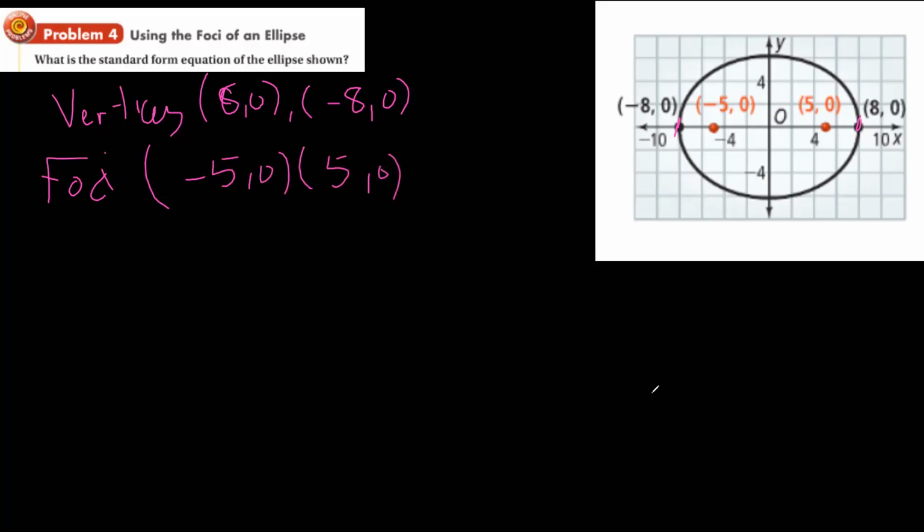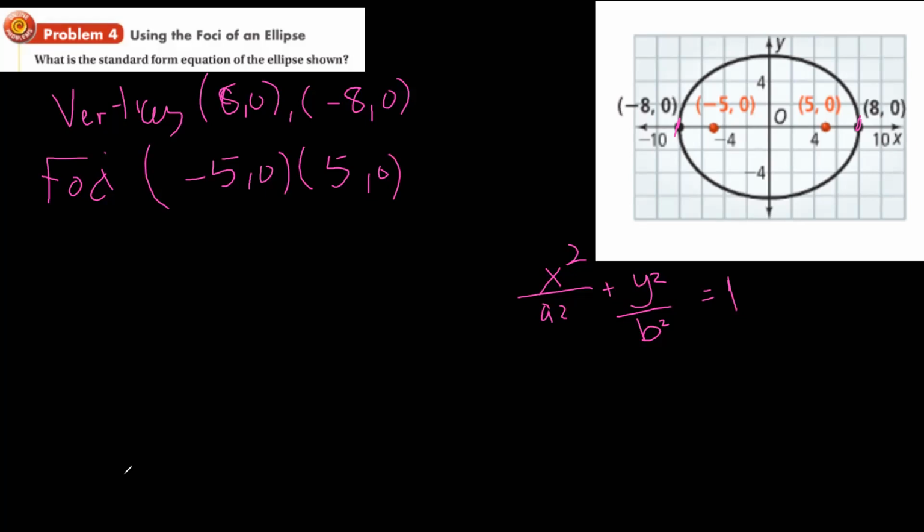I want now to write the equation. All of us know that the equation of the horizontal ellipse is x squared over a squared plus y squared over b squared equals 1. So I have a, but I need now to find b. A is known, but b is unknown. How can we find b? We know c, so we can use c squared equals a squared minus b squared, and solve for b.